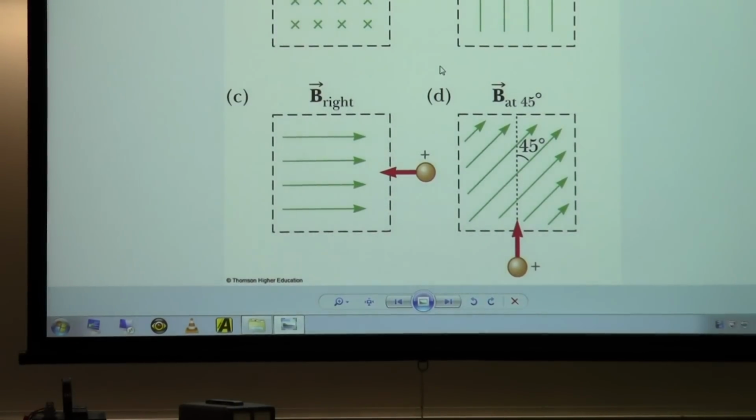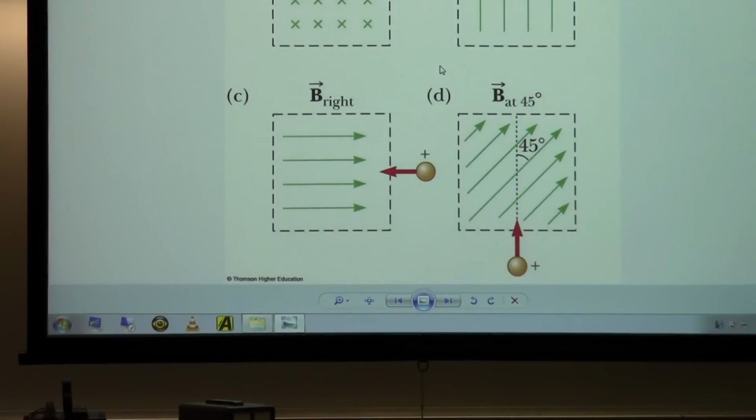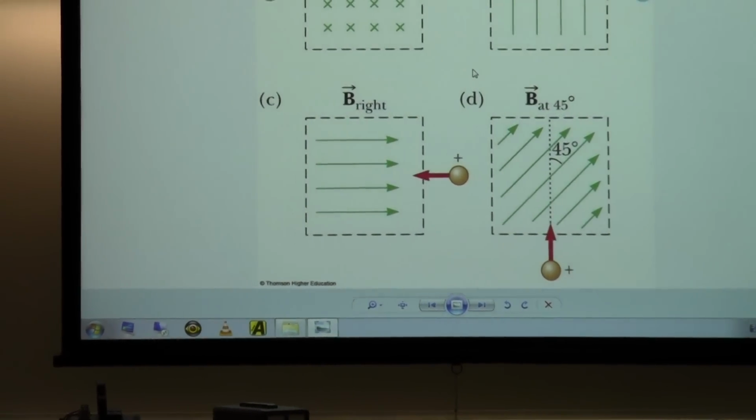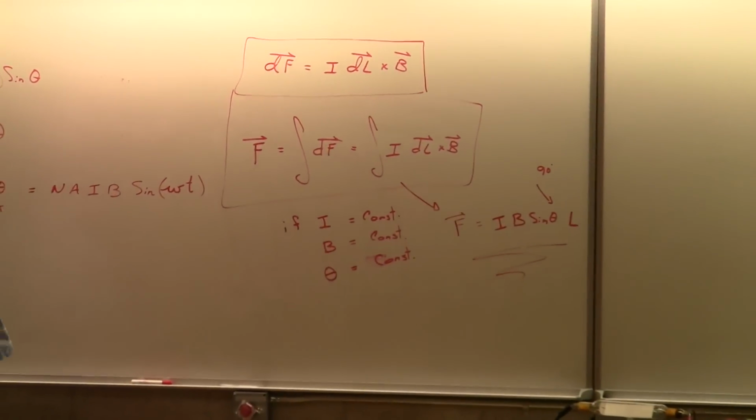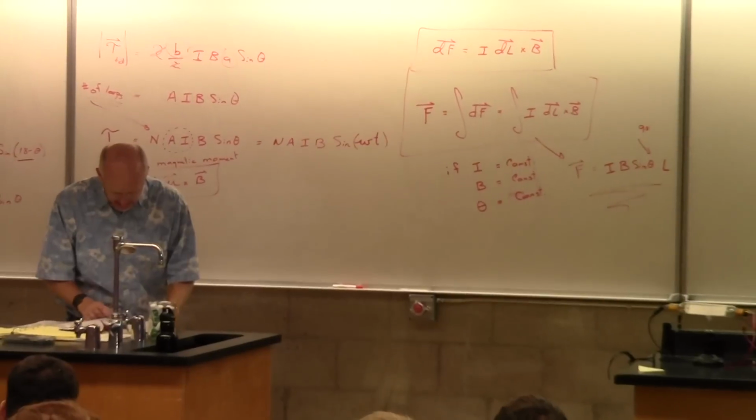Yeah, I would say it's not as strong as it could be, because I would get its most force when its movement is exactly perpendicular. So it's not quite as strong as it could be, which I'm glad you asked that, because that's really the next one. Number 3 then says this.